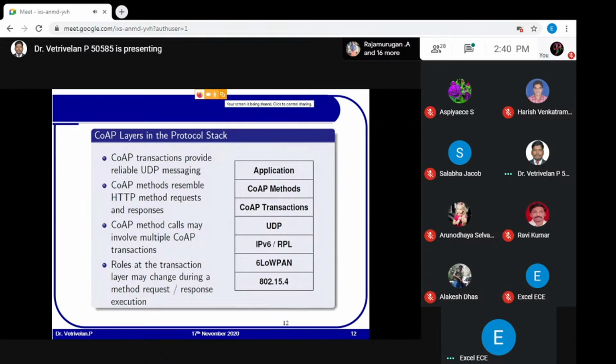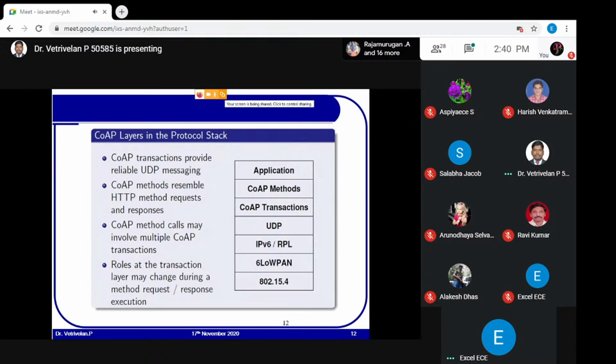It is nothing but Constrained Application Protocol, right? Because we cannot use the well-known, popular application protocol HTTP. The HTTP header size, with HTTP GET, POST, and other additional options, is so huge that we cannot be bound to use that for IoT applications. So we have to use CoAP.